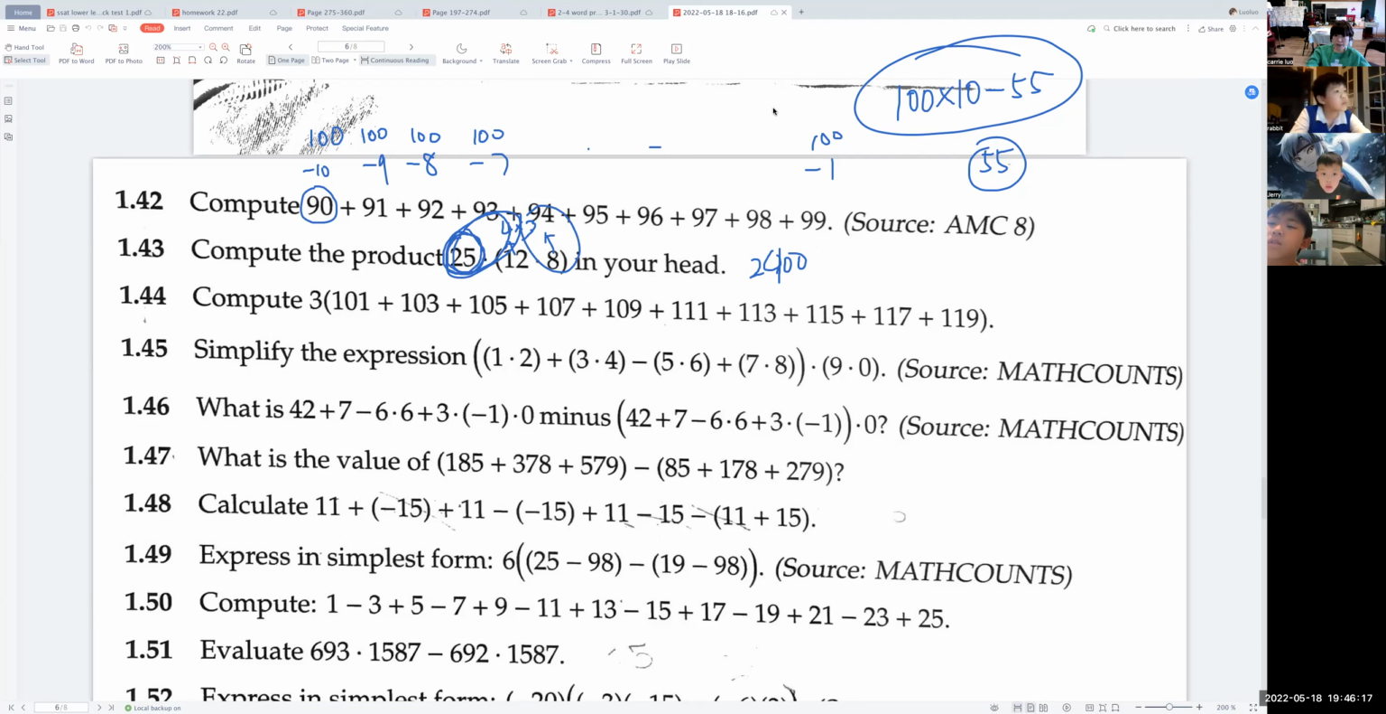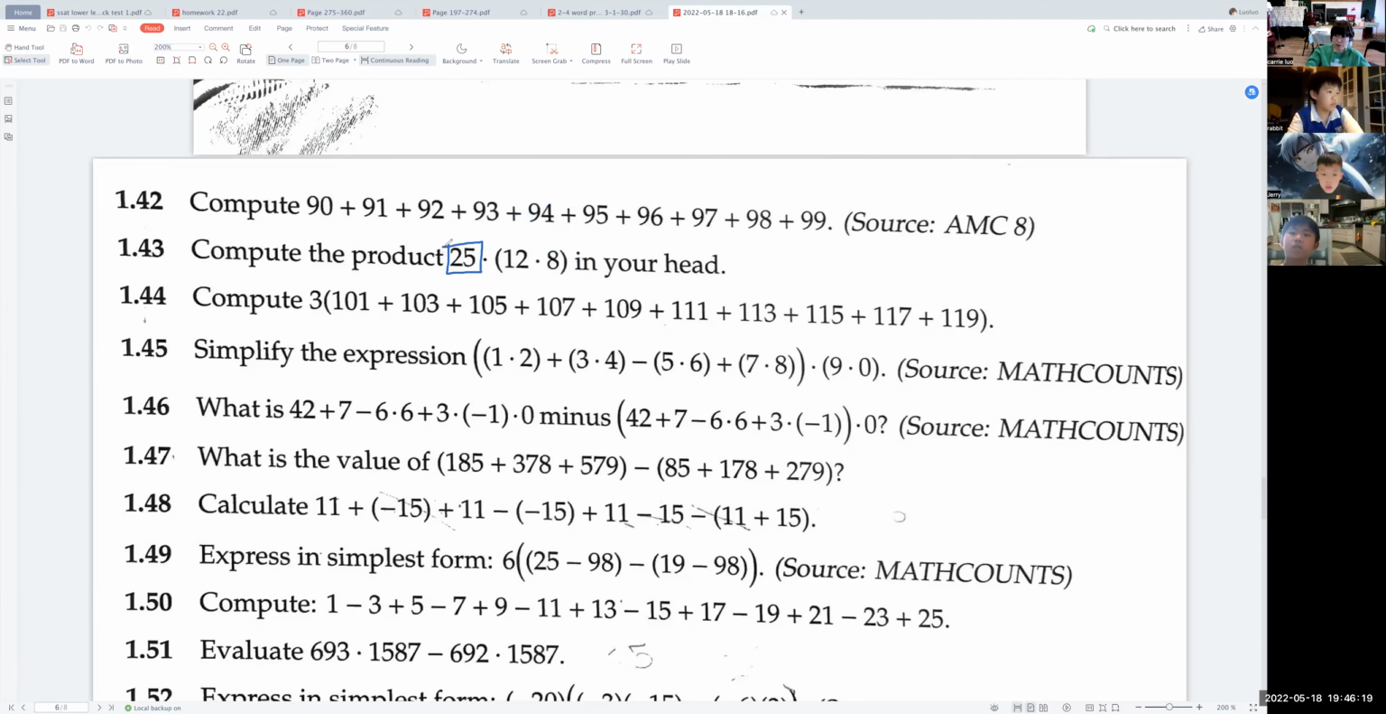Okay, I'm going to explain again. When you see 25, the thing we need is 4, because 4 times 25 equals 100. Get it, Jerry? That's why I just put 12 as 4 times 3. So this 4 times 25 first equals 100, and this 3 times 8 equals 24. So the answer is 2400. 24,000? 2400. Oh, 2400, sorry.